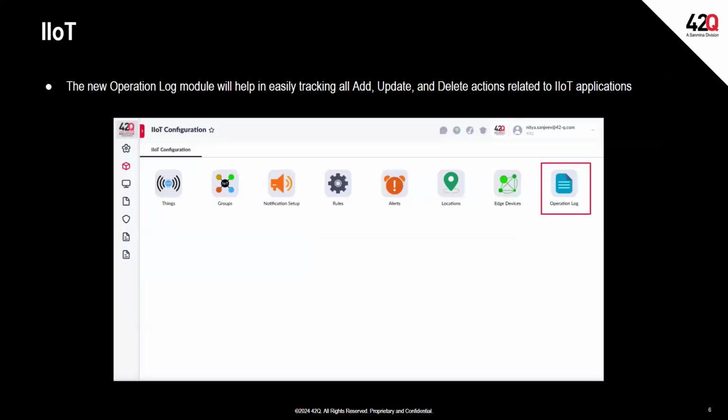So first, IIoT. There are three major features over here. The first one is we have a new model called the Operation Log, which will track all your add, update, delete actions that are related to the IIoT applications. You can track them by module or by action. We'll look at that module in just a bit in the demo.